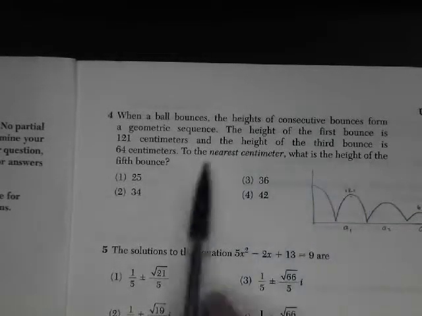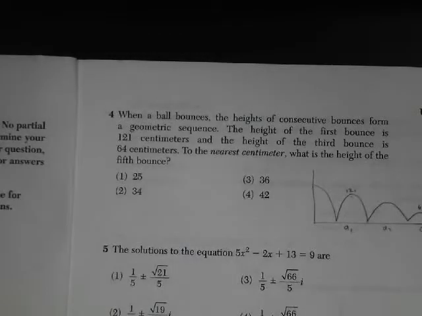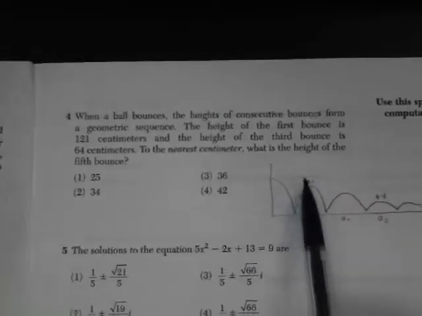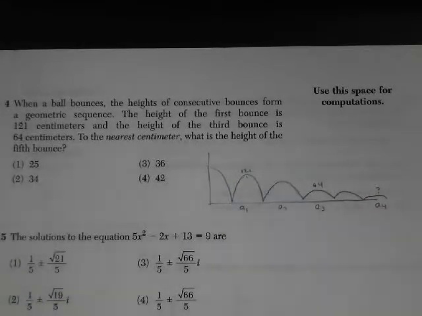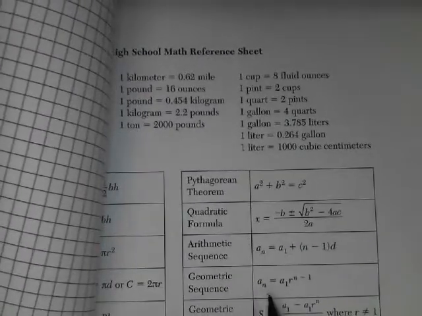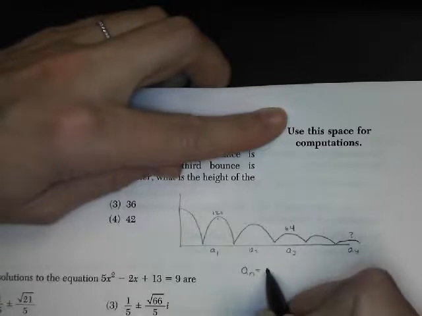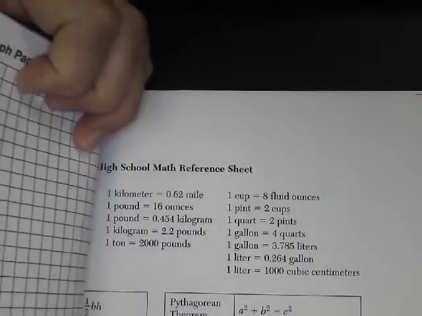To the nearest centimeter, what is the height of the fifth bounce? So not a sub 4, but a sub 5. The key here is figuring out, what is that multiplier? This times what would get you to there? We obviously have a geometric sequence formula. It's right in your reference sheet. Geometric sequence: a sub n equals a sub 1 times r to the n minus 1.